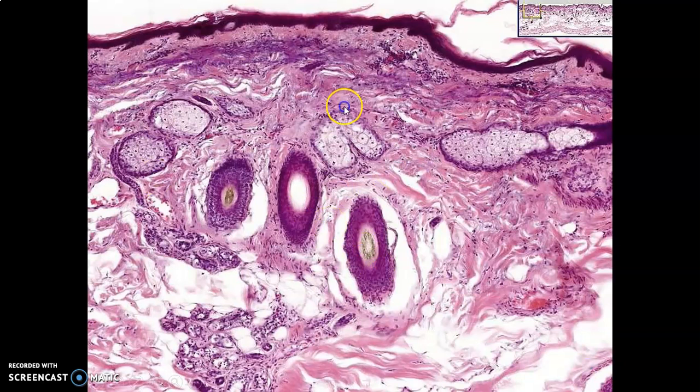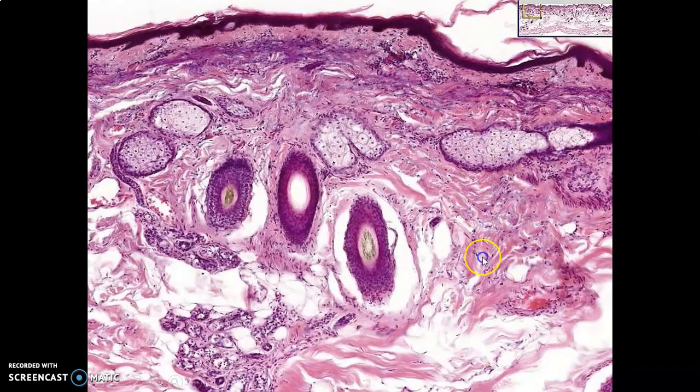So, this is the skin generally. You can see the epidermis here with the stratified squamous epithelium. And then this is the dermo-epidermal junction. You can see the interdigitation between the papillary dermis and the epidermis. Then these are the structures in the dermis. So these are hair follicles. These are sebaceous glands.